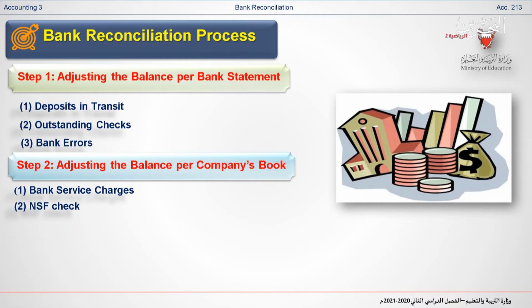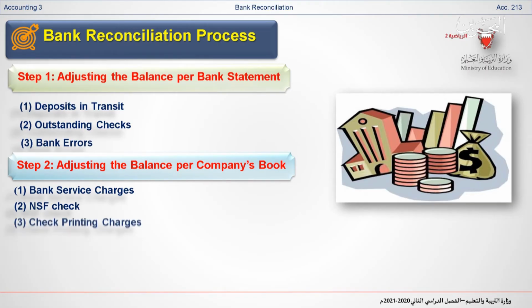Number 2. NSF check, or not sufficient funds check. It is a check that was not paid by the bank of the issuer because the checking account of the issuer did not have enough funds. The company must decrease the balance per book in order to reconcile.